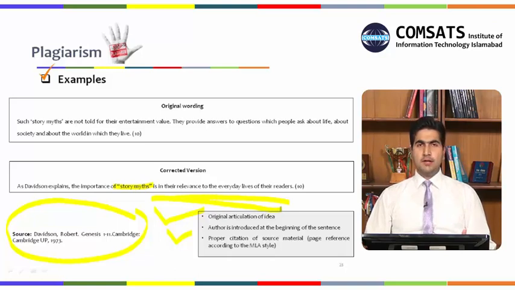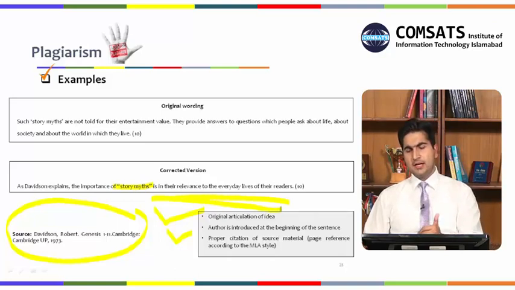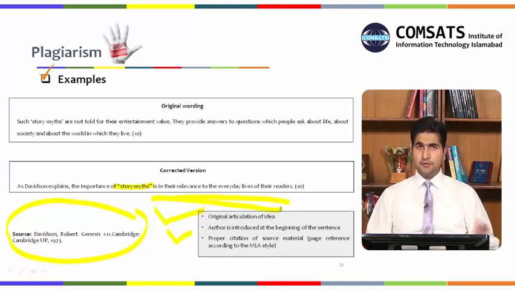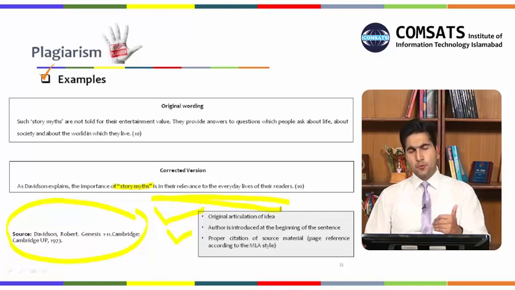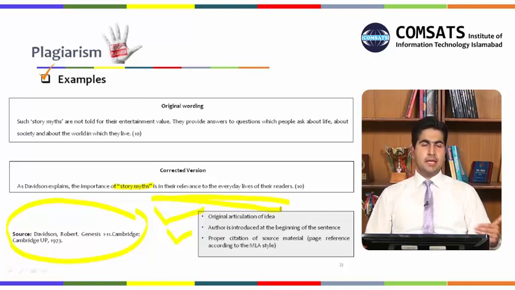So just the way we have provided the source, a proper MLA style or APA style, there are different referencing styles, but the point here is to provide a reference at the end of every reference that you want to make. This is how you can get free from plagiarism, or you can avoid it.